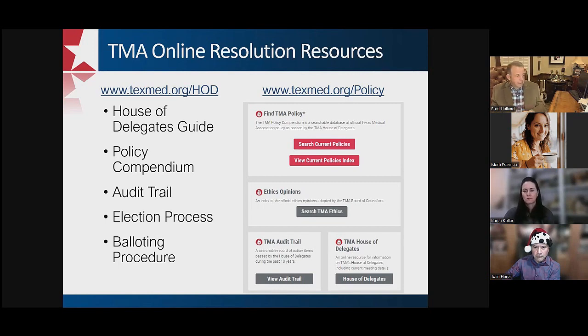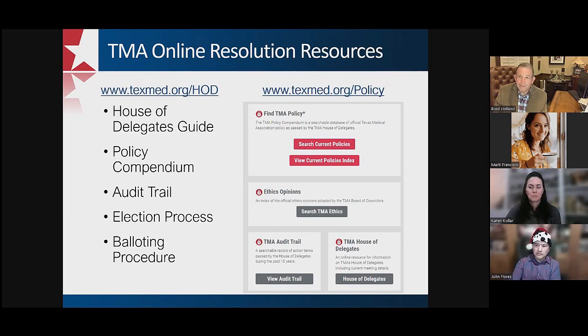John, do you have anything on that slide? No, I love the audit trail. I remember my second year in the TMA House of Delegates, sitting next to Jim Rohack. I was talking about what happened to the resolution we had last year, and he said, John, here's the audit trail. Let me show you how it works. And it opened my eyes. And I think the policy compendium is also very powerful, because not only can you find policy, but you can analyze it and decide whether it's the policy you want, and whether you need to adjust it and make some amendments to that policy.